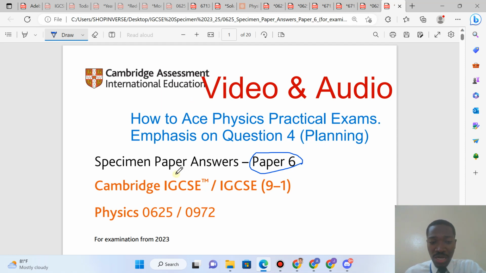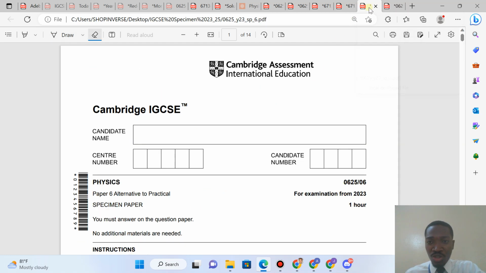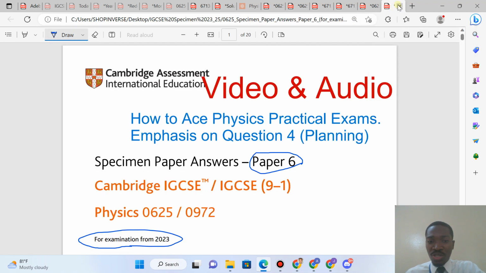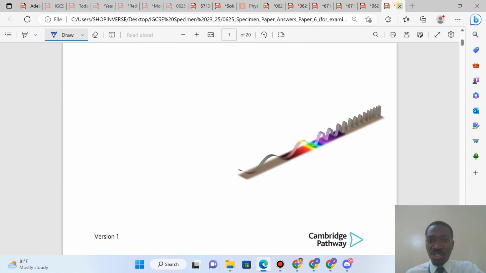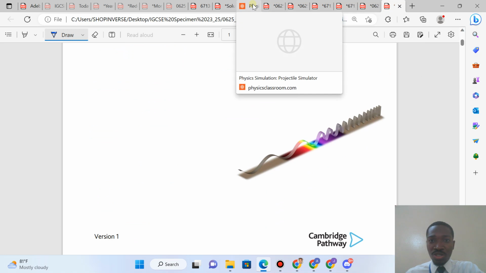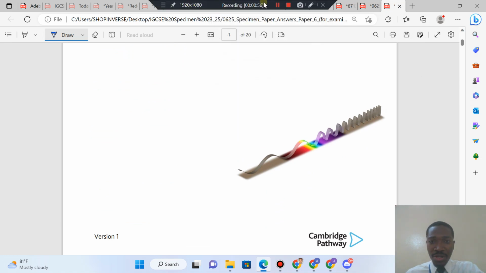Take note that this is the Cambridge specimen question paper for your 2023 examination. This is your question paper for 2023, your specimen question paper, and that is what you'll be working on for today. I have your question paper here, so you just go through it. We go through the examiner's report on each question. Let's go straight to question number 1.